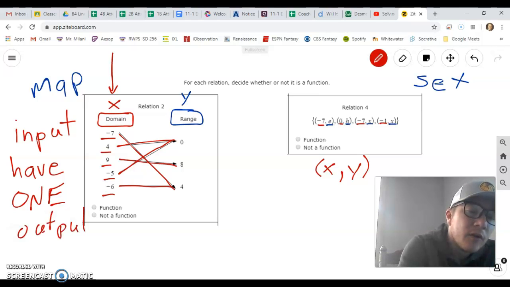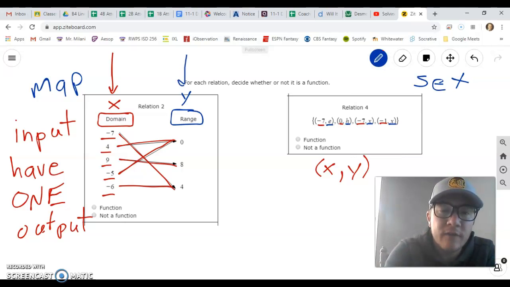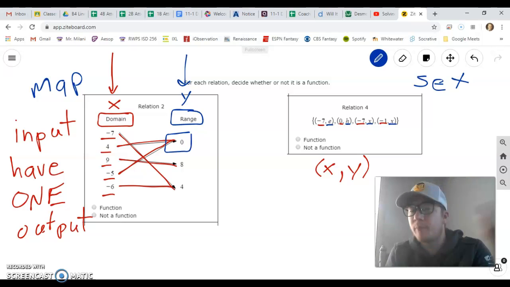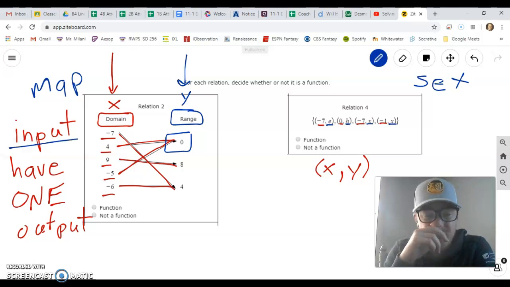Now some of you might be noticing, well, what about over here on the range, this y value, this 0 has more than one arrow coming to it. This rule does not apply for the range. It doesn't matter. There can be as many arrows pointing at a single range value as we could come up with. The domain is what counts here. Each input can only have one output. Otherwise, you don't have a function.